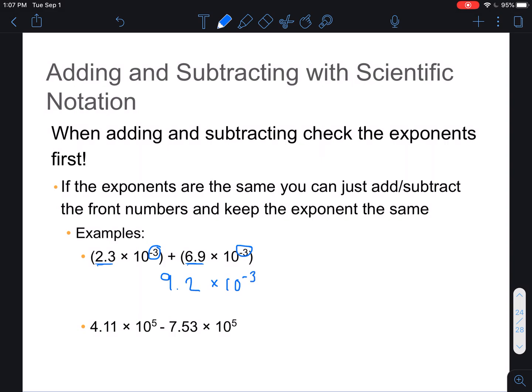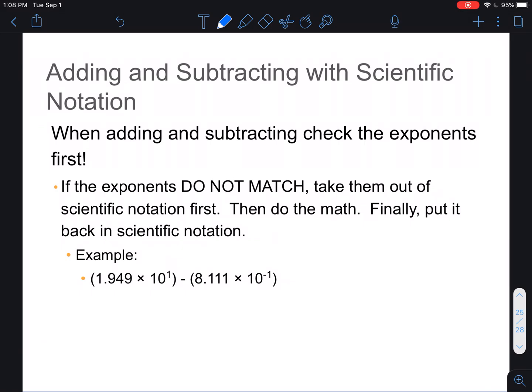Okay. The same thing follows for subtraction. The first numbers get subtracted as they normally would, and that will give us negative 3.42. And because the exponents are the same, the remaining part is also the same. Okay. You guys can also always double check your answers by taking numbers out of scientific notation, performing the same math operation, and then putting your final answer back into scientific notation.